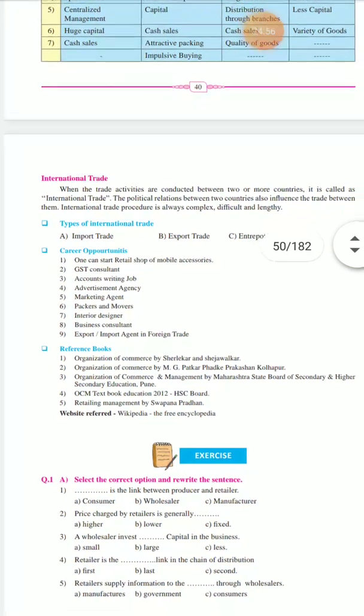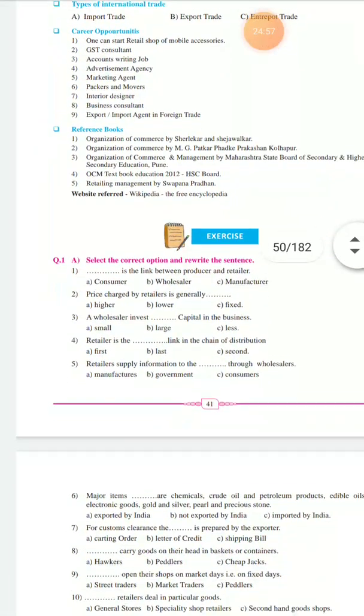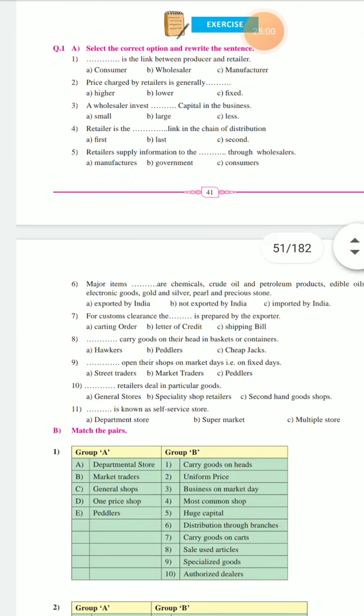And also we have seen distinction. Now your homework is you have to do this exercise, that is first thing is select the correct option and rewrite the sentence. If such a question comes, then you have to select any one from this and you have to rewrite the full sentence again, only then you will get marks. If you write only the answer, it is not correct, you will lose your marks.